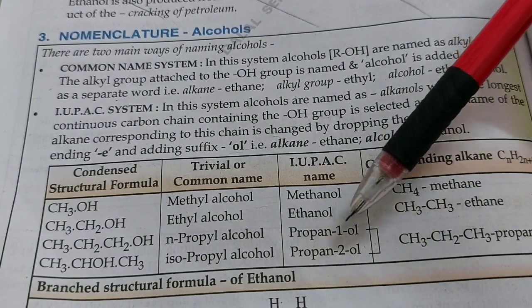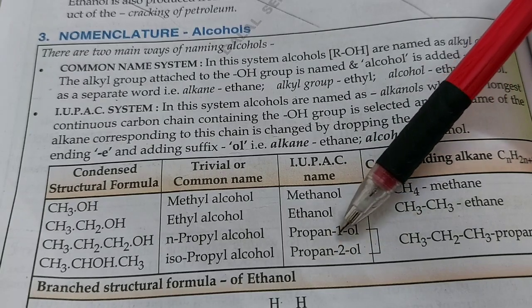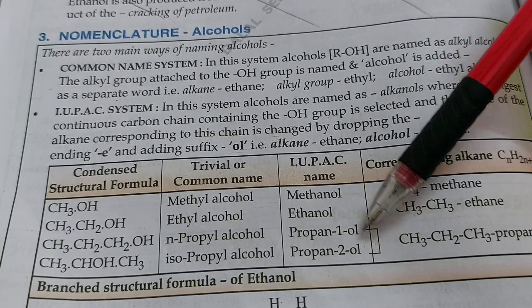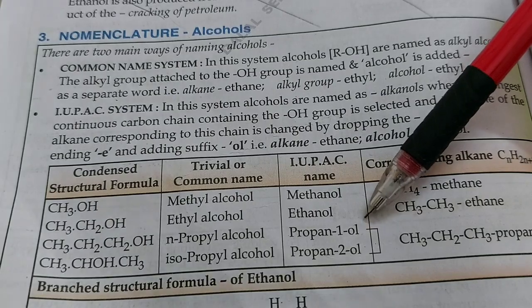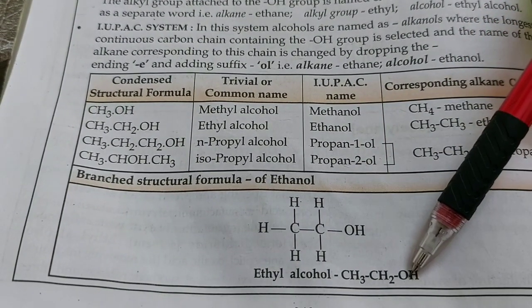Propan-1-ol, also called 1-propanol, or propan-2-ol. Notice that between letter and number there is a hyphen. Propan-3-ol is not possible because that's just a mirror image of propan-1-ol. This is the expanded form and this is the condensed form.